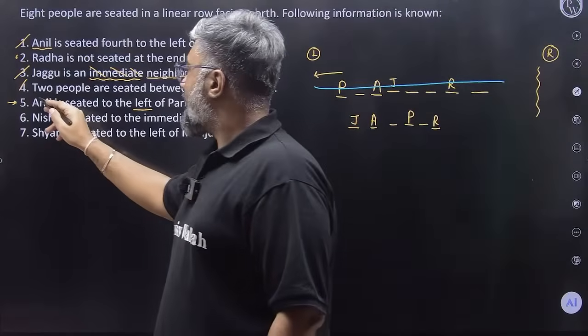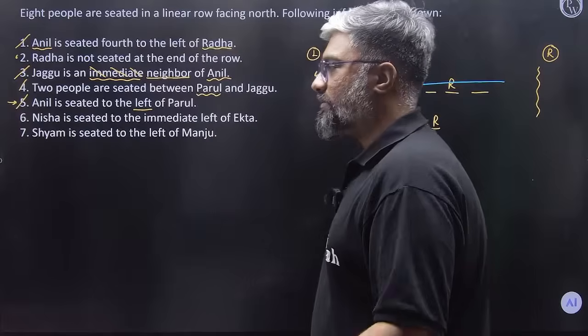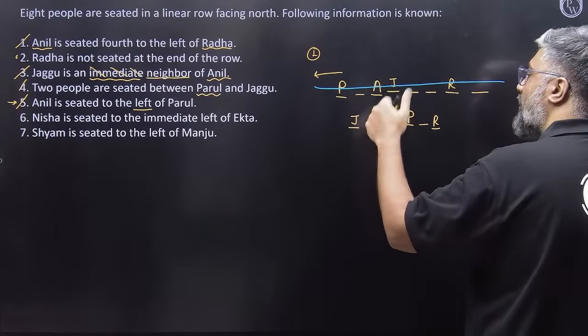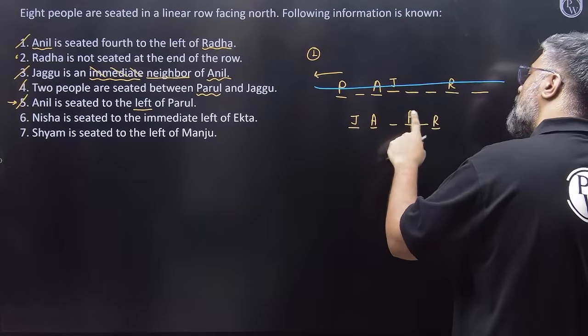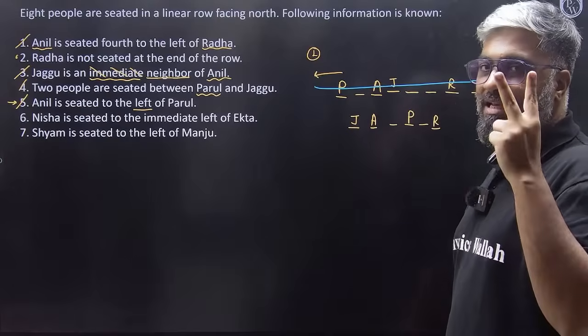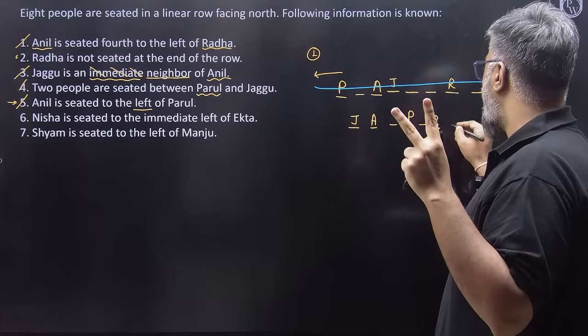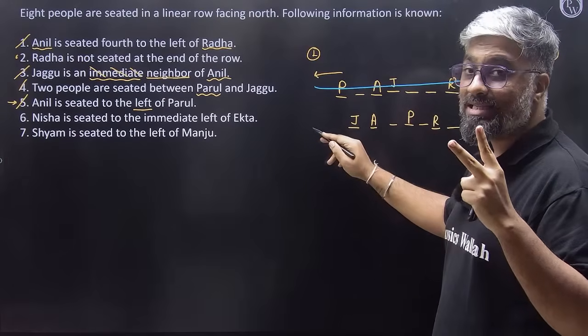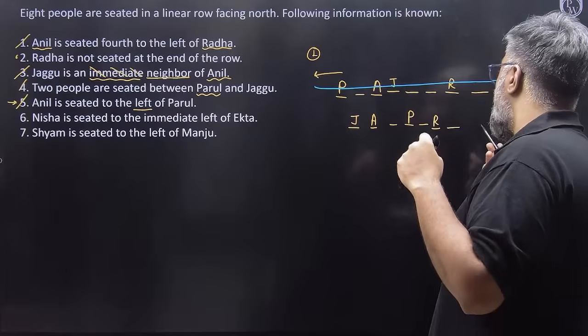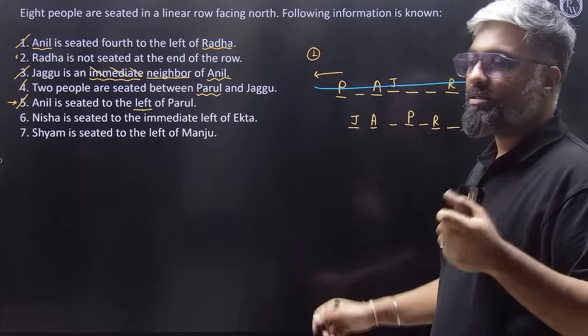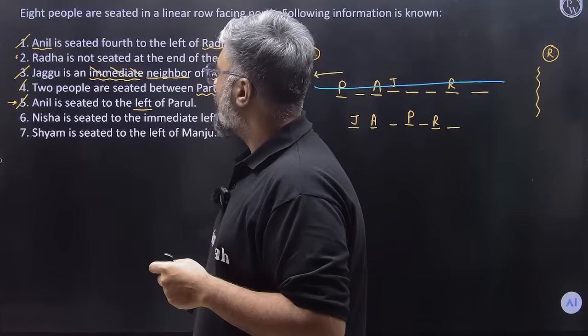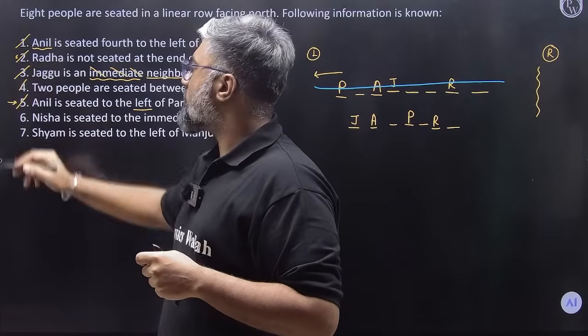Yes. Anil is seated left of Parul. Done. This is Parul. This is left of Parul. Perfect. So I have 1, 2, 3, 4, 5, 6 seats. I need 2 more seats. I can have 1 seat here and 1 seat here, or I can have 2 seats here and no seats here. Depends upon it. Okay. Done. So this one is also satisfied.